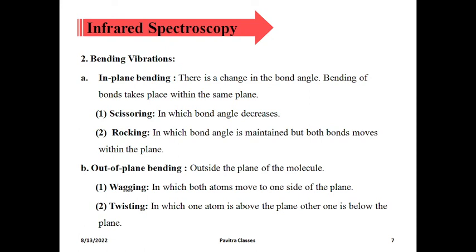In plane bending, in scissoring, the bond angle will be decreased. Like the scissors we use at home, whenever you are cutting, the scissor blades come closer, so the bond angle will be decreased here. In the rocking, the bond angle will be maintained, but the bond will be moving in the same plane. So if a 40-degree angle is there, that will be maintained in the rocking. In the out of plane bending, there is wagging and twisting. In wagging, both atoms move to one side, and in twisting, one is above the plane and one is below the plane.